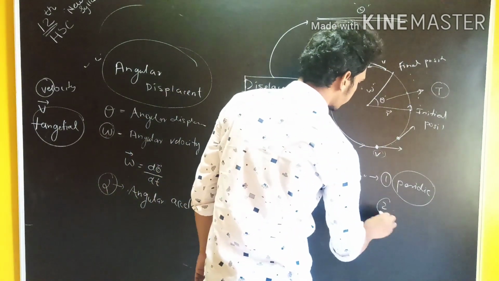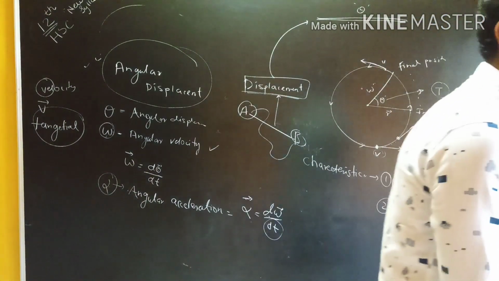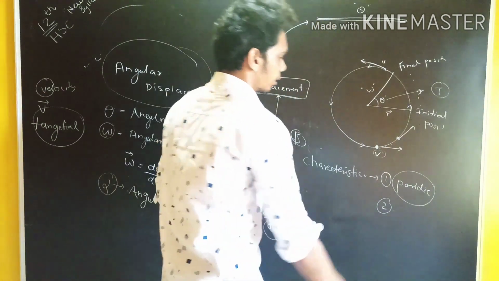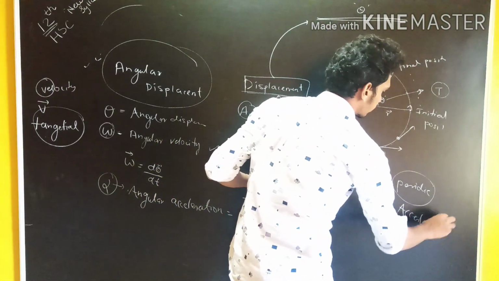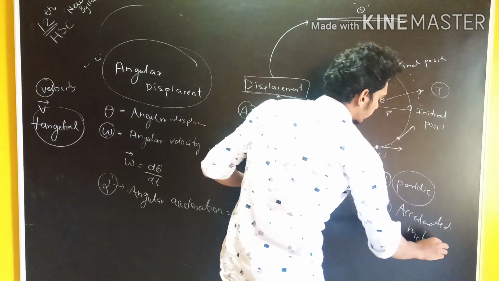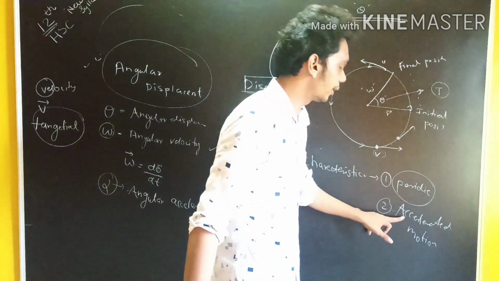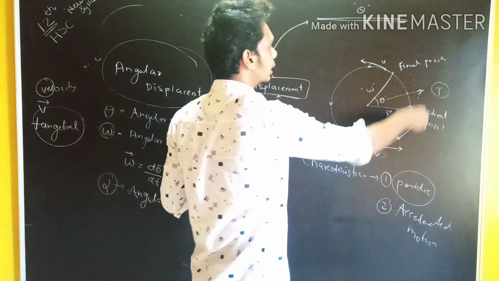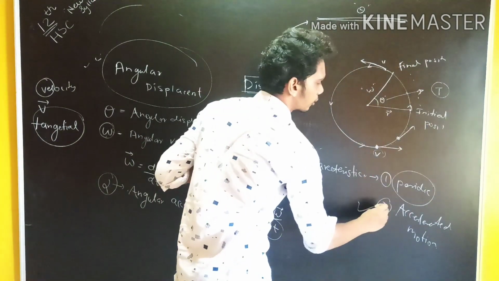Second, we have to study that. Second is called accelerated motion. So why is that? Let's talk about the second point first. It is an accelerated motion. Why accelerated motion? Because it's continuously moving in a circular path, so it gains acceleration. That's why it's called accelerated.